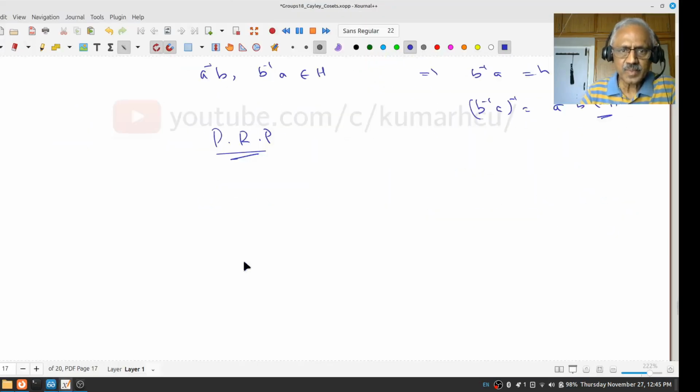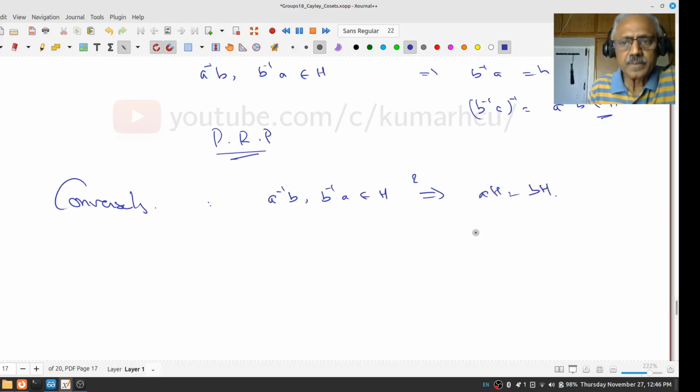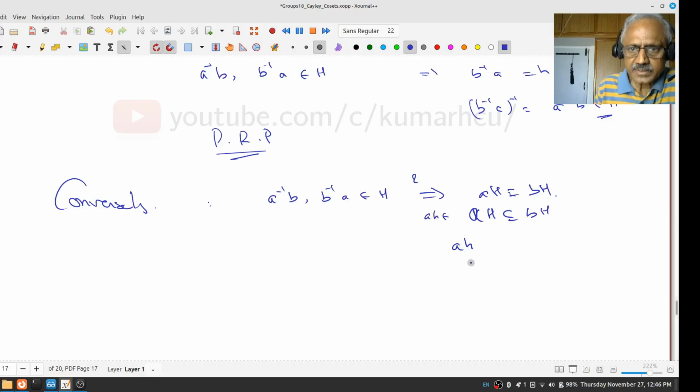Conversely, let's assume a inverse b, and hence b inverse a, belong to H. Then we want to claim aH equals bH. Let's look at it. There are two ways of doing this. Let us prove aH is contained in bH first. So start with an element here, ah, which belongs to aH.